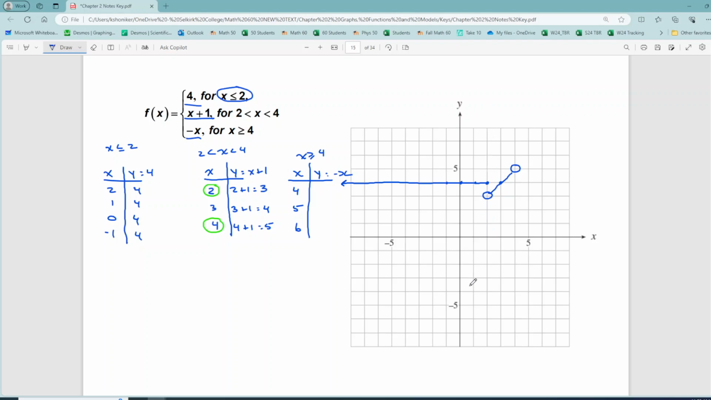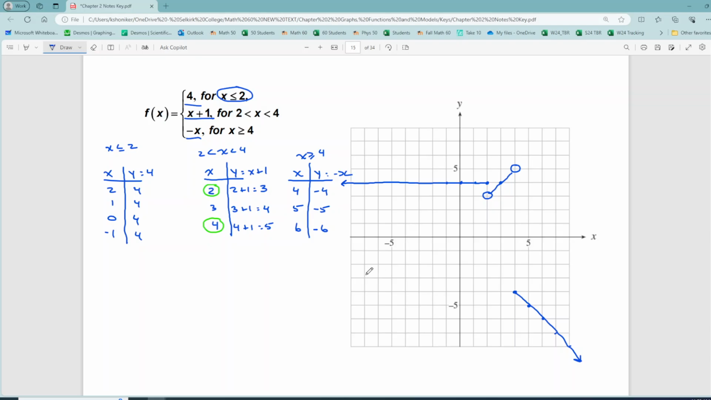And then my last one is y equals negative x, so negative 4, negative 5, and negative 6. So starting at 4, negative 4 with a closed circle, 5, negative 5, 6, negative 6, and so on. And then I'm going to connect those dots and draw an arrow to show that it keeps going. And that's my piecewise function.